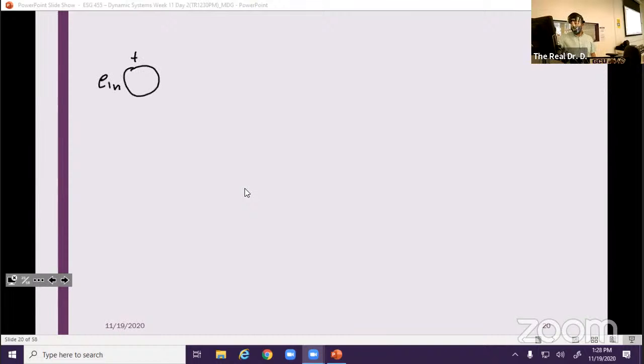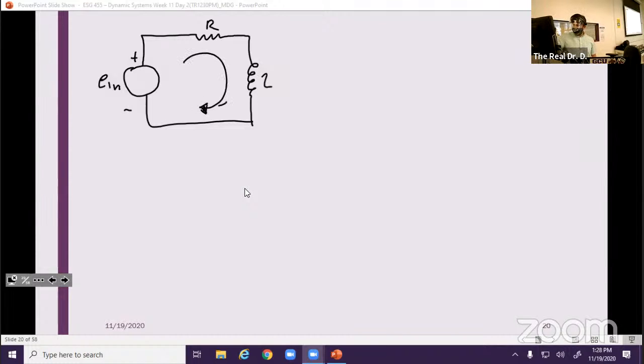E in, plus minus, resistor, inductor. We've done the RL circuit a lot of times, so hopefully we're good seeing this. The way that Chris did it, I don't know why I wrote E out. I'm not paying attention to what I'm doing. All right, so we've got our truths.